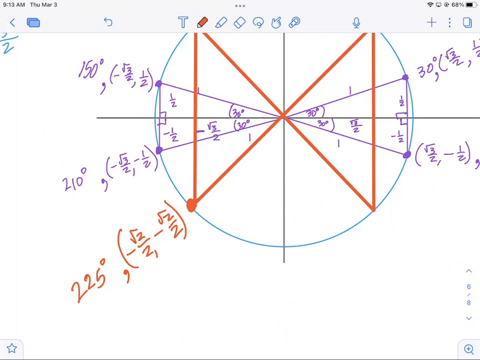What is tangent of 225? Positive 1. What is cotangent of 225? Positive 1. Yay. What is the secant of 225? No. Negative square root of 2. And what's cosecant of 225? Also negative square root of 2. Boom, we get all 6 trig functions from one simple ordered pair. We get all 6.